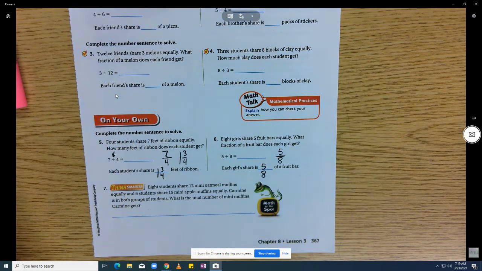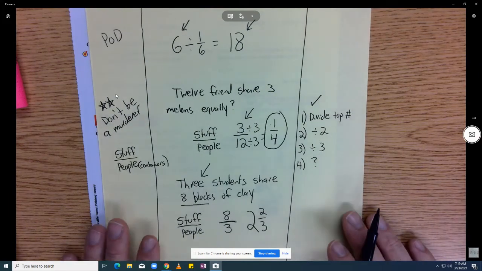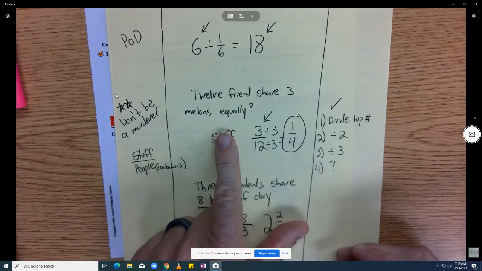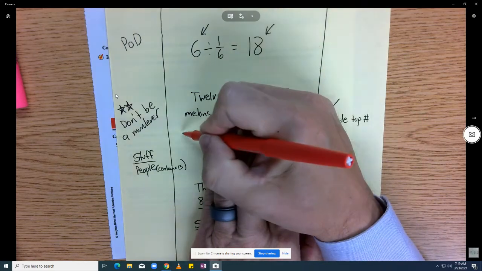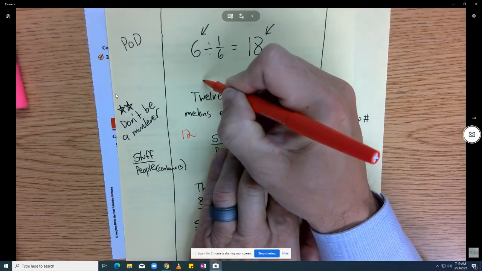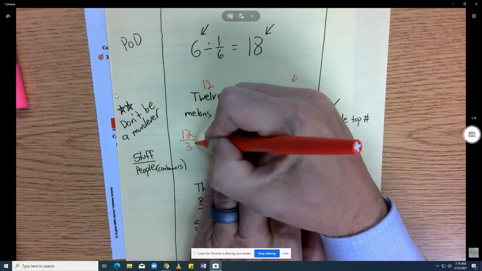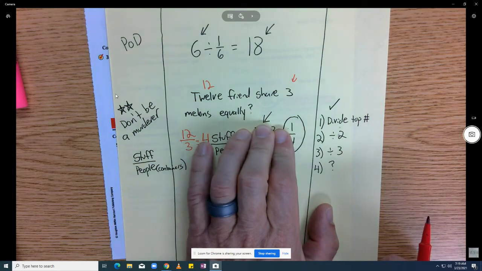Oh, I never told you why don't be a murderer. Okay? The common thing people will do, let's go back to this one. Just here, let me put it in red because you should not do it. If you don't write stuff over people, this is what kids do. They go, oh, 12, because that's the first number they see. And then they see a 3, so they go 12 divided by 3, and they're like, easy. Each person gets 4. Right? 12 divided by 3 is 4.